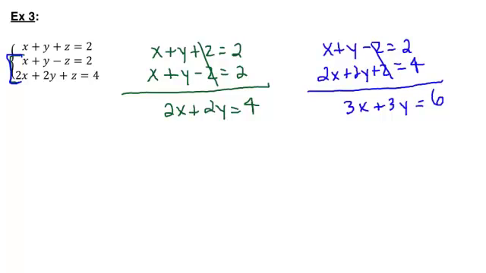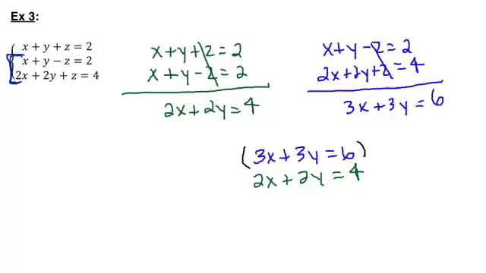So then from here we want to use elimination with these two equations. So in order to eliminate either the x's or y's, we're going to multiply one equation by -3 and one by positive 2. So again, let's start just by rewriting these equations. So we have 3x plus 3y equals 6. And we have 2x plus 2y equals 4. Again, we're going to use elimination to get rid of one of our variables.